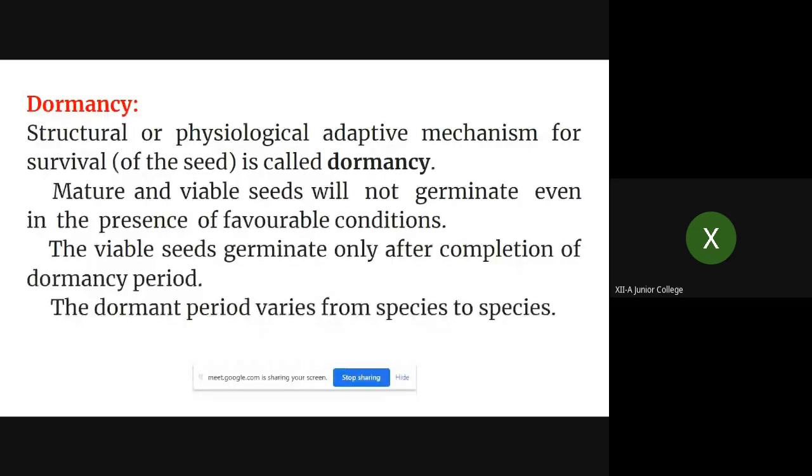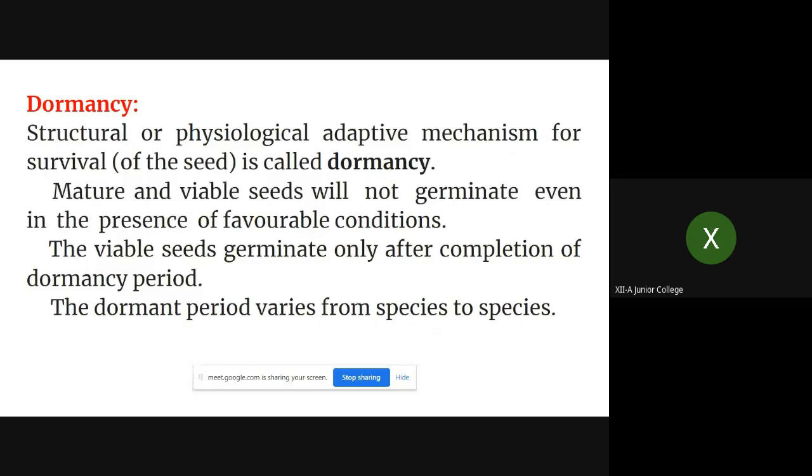Dormancy. In case of seeds, this is a very important point. Dormancy in general, just remember the word as resting phase. Dormancy is nothing but the resting phase where the seeds are inactive. They remain in the inactive form. That means the structural and physiological adaptive mechanism for the survival of the seed is called dormancy. This is the definition. But how will you remember what dormancy means? Dormancy is nothing but the resting period of the seed, where the seeds do not germinate, though favorable conditions are available, until and unless they take proper rest.